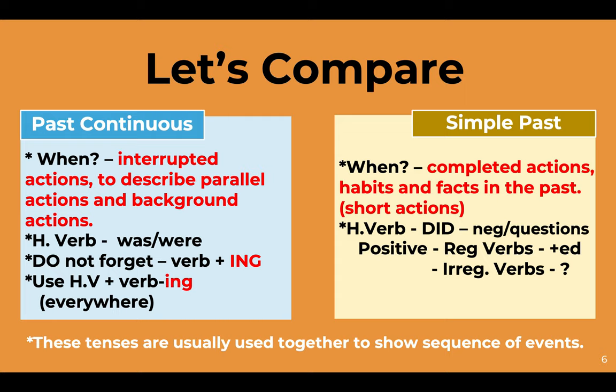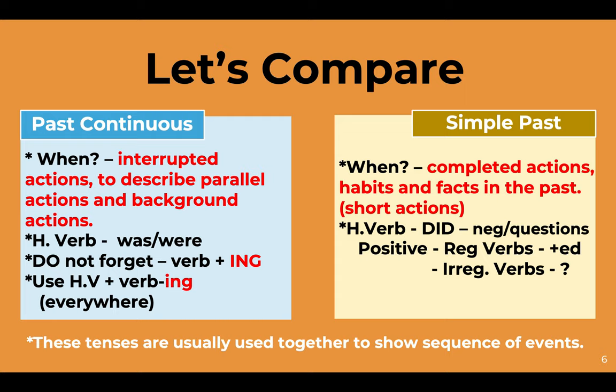I said you need the helping verb for questions or negative sentences only. For positive sentences, you need the verb in the past, obviously. We're talking about the past. It can be regular or irregular. Instead, for the past continuous, we must use the helping verb always, plus the ing verb. Okay, so ing goes along with the helping verb everywhere, for negative sentences, questions, and positive sentences.